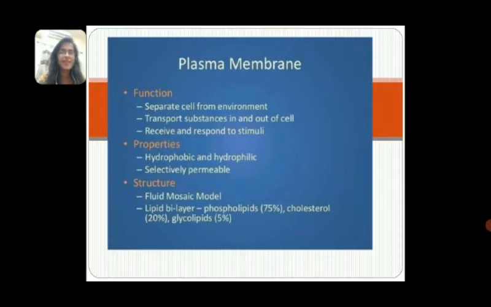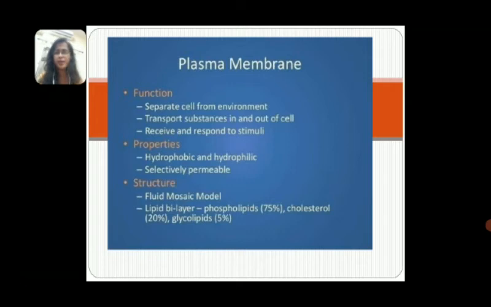So this is the function of the plasma membrane: separate the cell from the environment, transport substances in and out of the cell, receive and respond to stimuli, that is, the external environment. Coming to the properties, we have both hydrophobic and hydrophilic properties in the plasma membrane. Definitely it is selectively permeable. Coming to the structure, it is the fluid mosaic model, a lipid bilayer: phospholipids 75%, cholesterol 20%, glycolipids 5%.